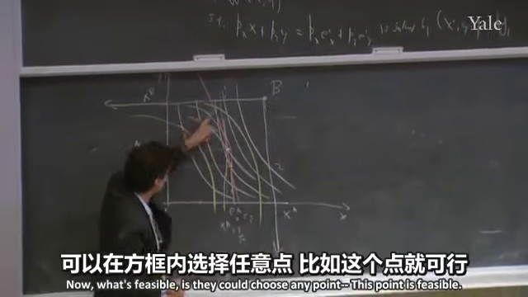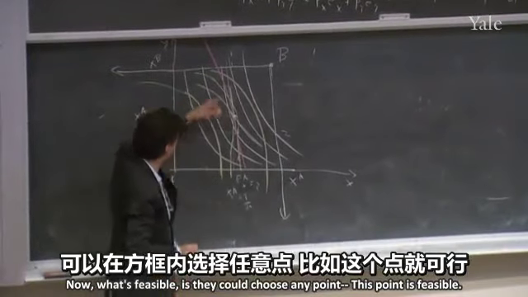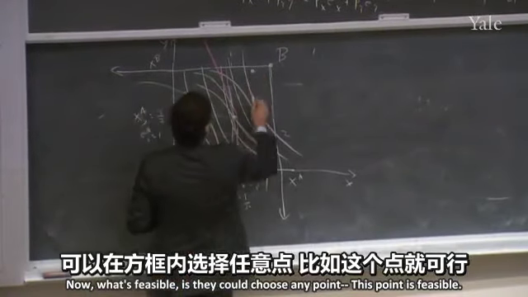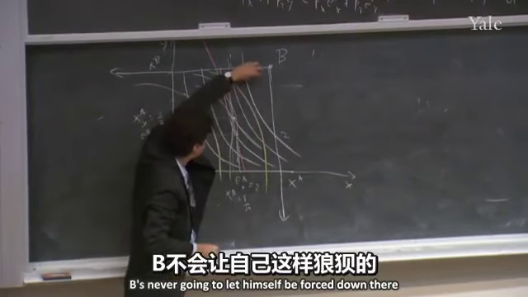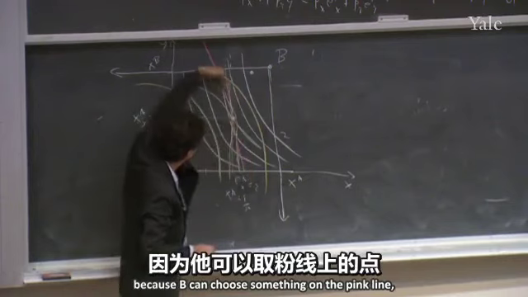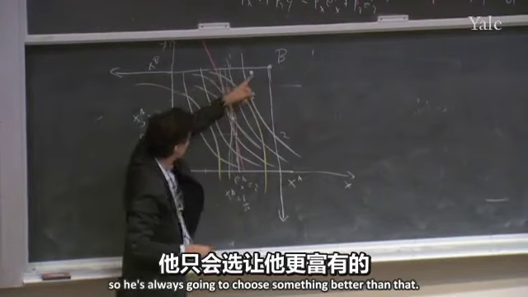Okay, now what's feasible is they could choose any points. This point is feasible. B gets almost nothing and A gets almost everything. B's never going to let himself be forced down there because B can choose something on the pink line, so he's always going to choose something better than that.